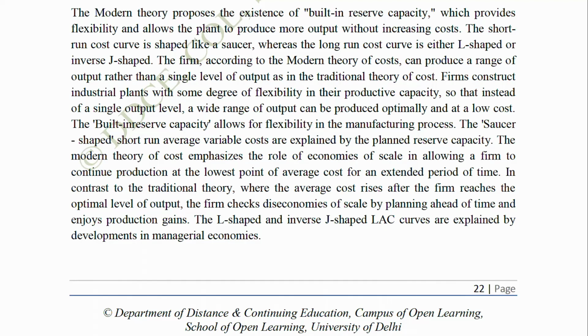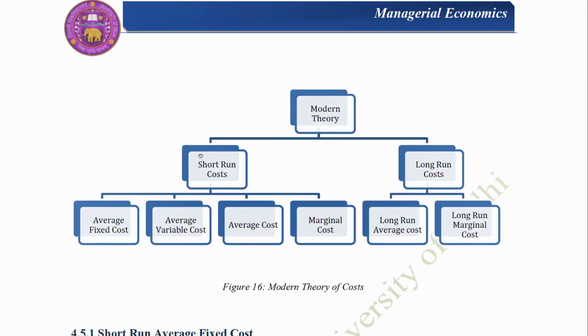The L-shaped and inverse J-shaped long-run average cost curves are explained by developments in managerial economics. Figure 16 shows the modern theory of costs.